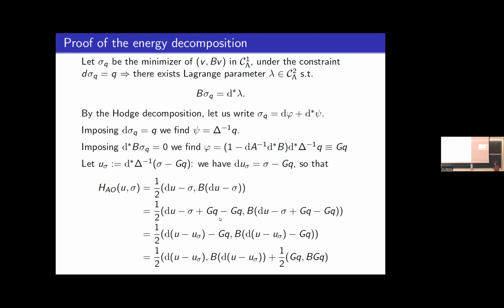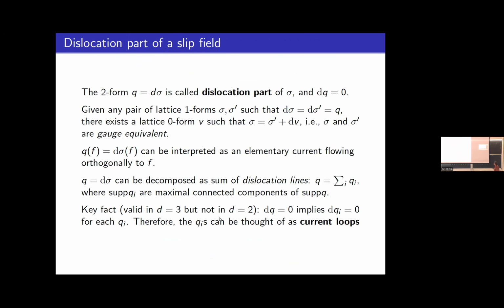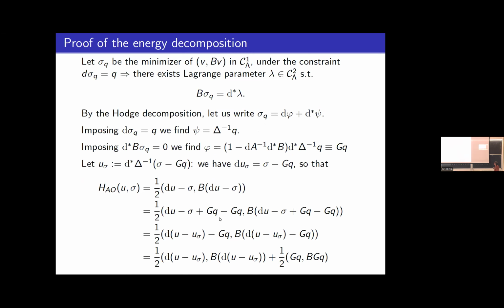Okay. First of all, let me show you that this GQ appearing all over the place is nothing but the minimizer of this quadratic form VBV under the constraint that, sorry, this should be dV. So this is the minimizer of this under the constraint that dV is equal to Q. Okay, sorry for the typo.